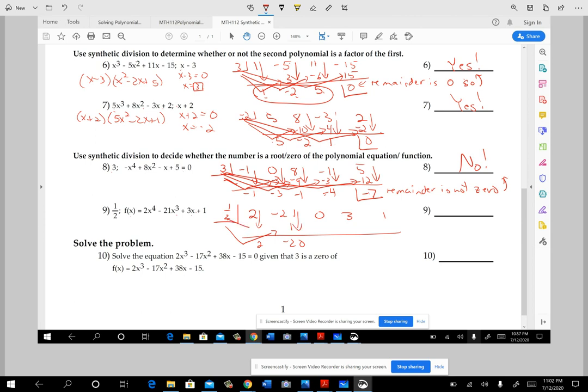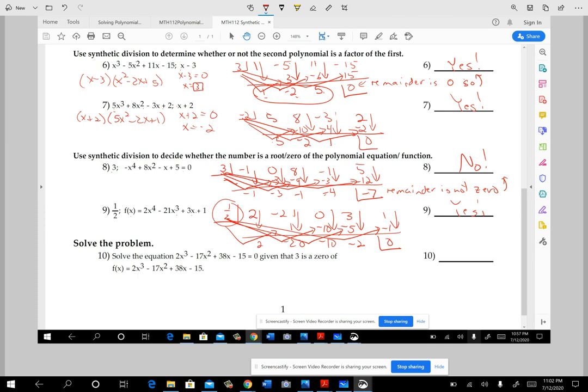And add straight down. 1/2 of -20 is -10. Add straight down. Half of -10 is -5. Add straight down. And then half of -2 is -1. Add straight down. This time I do get a remainder of 0. So the answer is yes. Yes, 1/2 actually was a 0 of that function. And see how it made the remainder be 0.